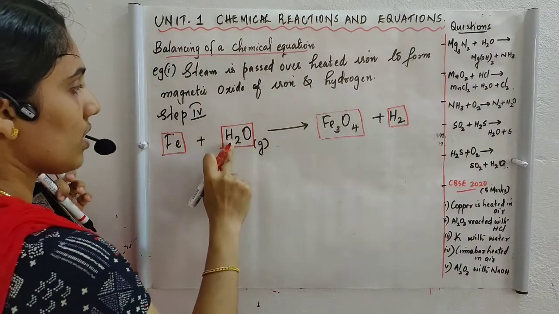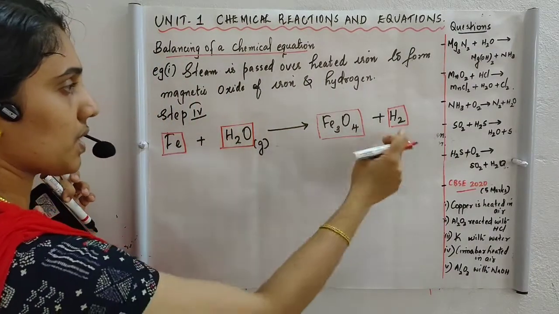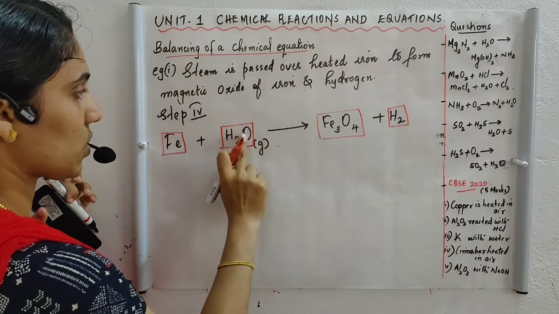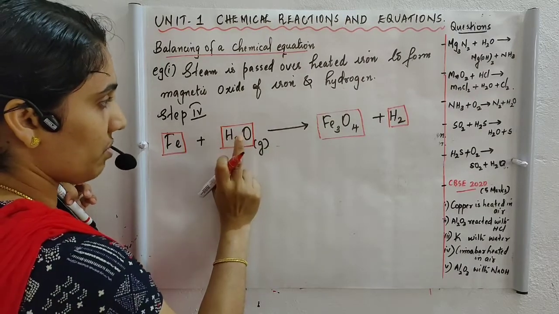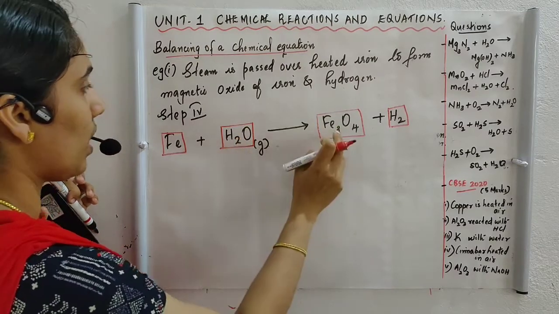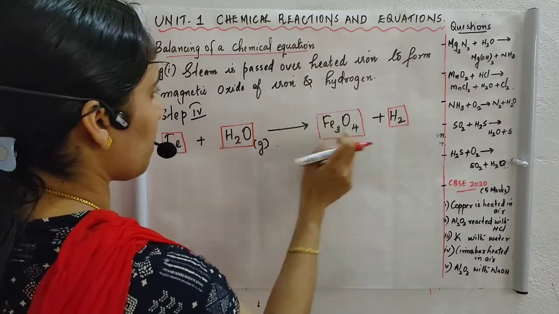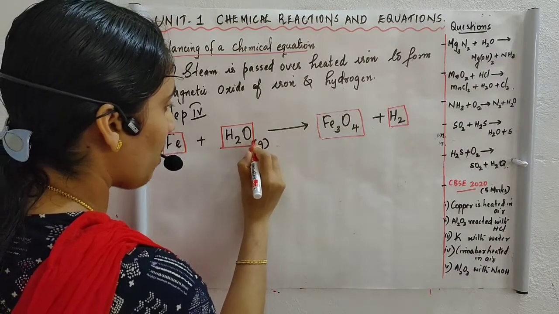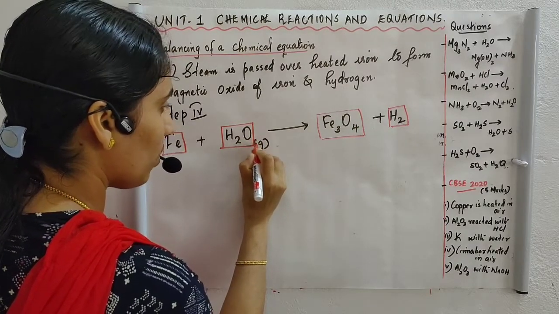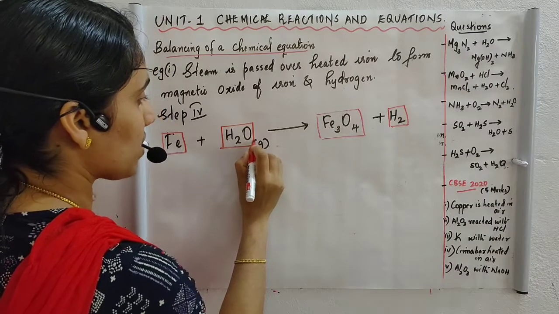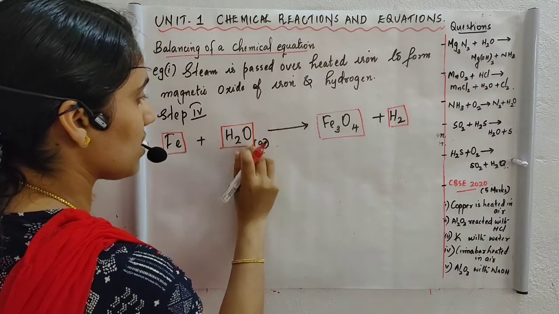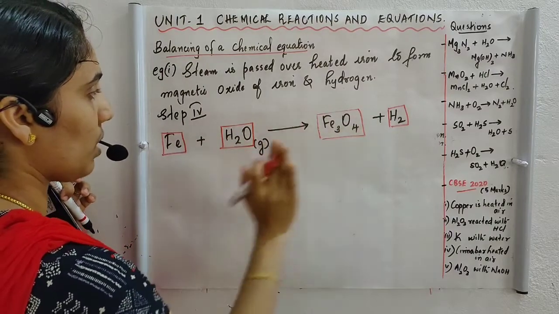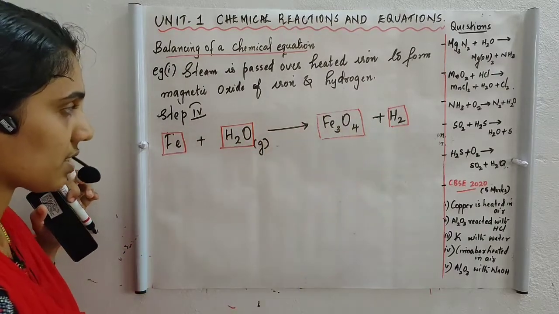Because in order to make the number of atoms equal on both sides, you have no provision to touch the formula of the compound. That means if you want to make 4 oxygen here, you do not have the provision to put a 4 here as a subscript, because if you are changing the subscript, that means the formula will be altered. So don't touch the formula after writing the unbalanced chemical equation.